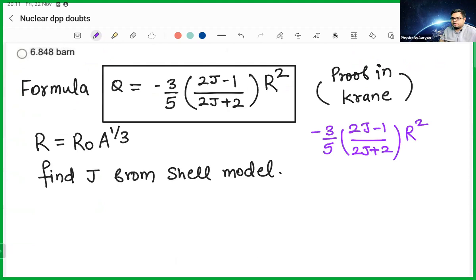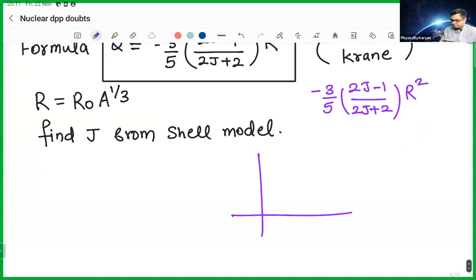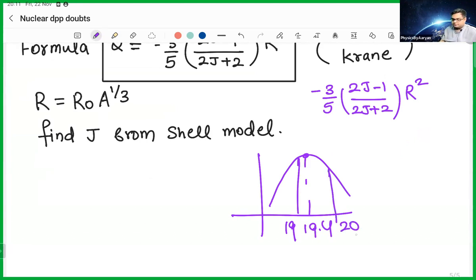If I get 19.4 in some answer, then you take 19. Basically, if this peak is at 19.4, then the closest nucleus to this peak is 19. We need to see which is the closest nucleus to this peak, because 20 will be a little bit far. Neither 19 nor 20 is at the peak, but we need to see which is closer to the peak. So the general rounding will be applied.